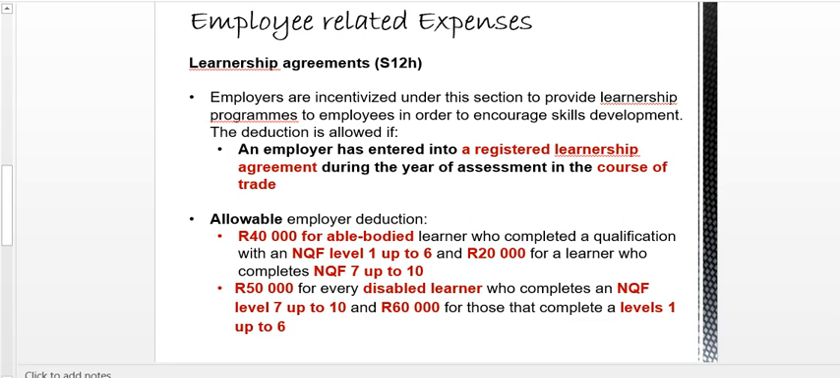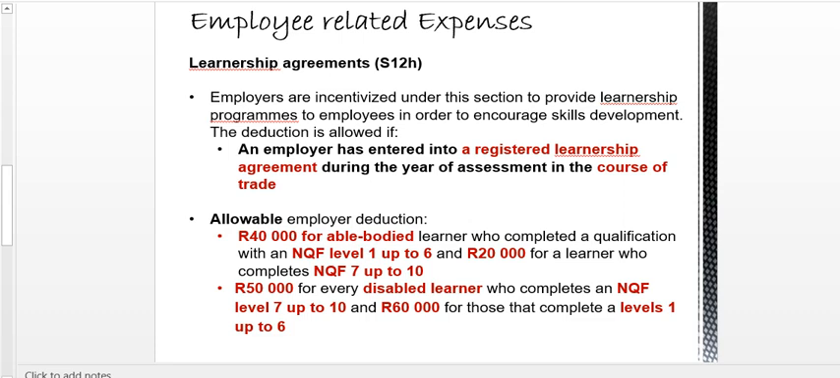Okay, and what may you deduct? So firstly, 40,000 Rand for any able-bodied learner, so any person who does not have a disability, if he completes an NQF level 1 to 6, and 20,000 Rand for a learner who completes an NQF level 7 and up. So that's what you guys are doing now, NQF level 7, I think. So that's the allowed deduction.